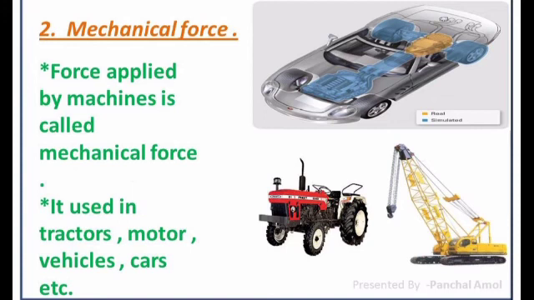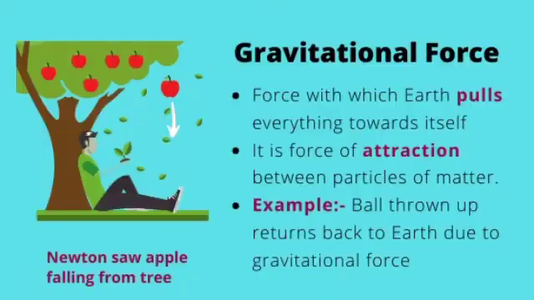We use different machines for doing many tasks. Some machines are run by using electricity or fuel. Machines like the latter are called automatic machines. For example, sewing machine, electric pump, washing machine, mixer, etc. The third one is gravitational force.